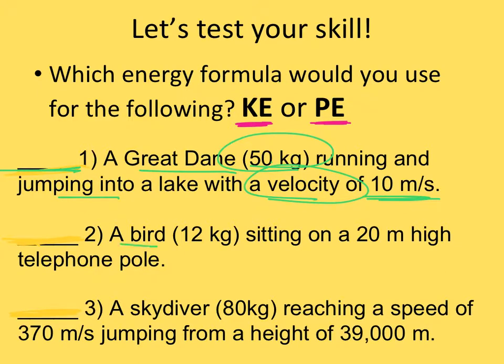Next one, I have a bird, again a value of mass, at rest or sitting on a 20-meter high telephone pole. Again, determine is that a KE or a PE. And here we have a skydiver reaching a speed of 370 meters per second, jumping from a height of 39,000 meters. So think about what the object is doing and record KE or PE on the line.